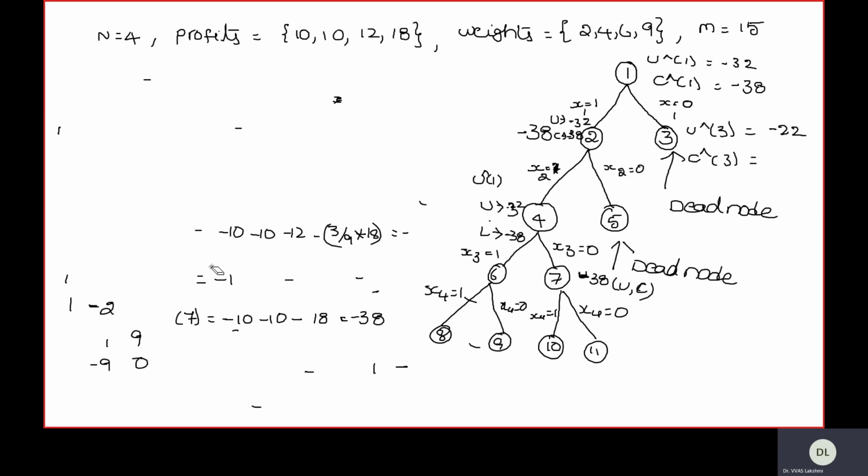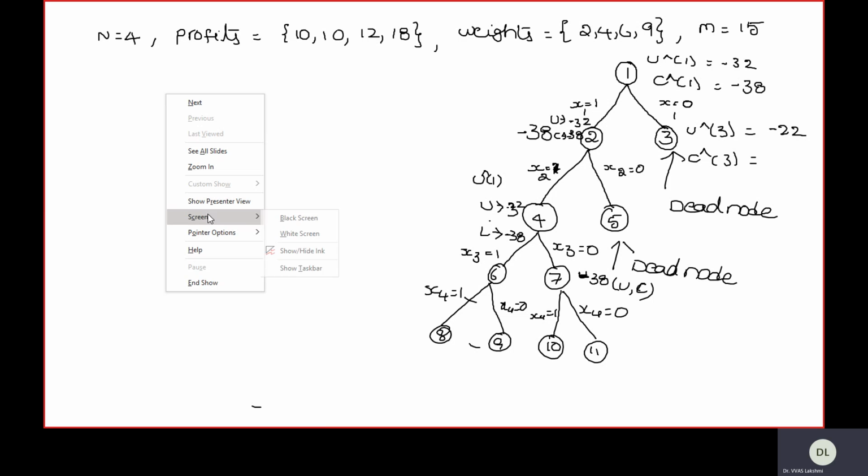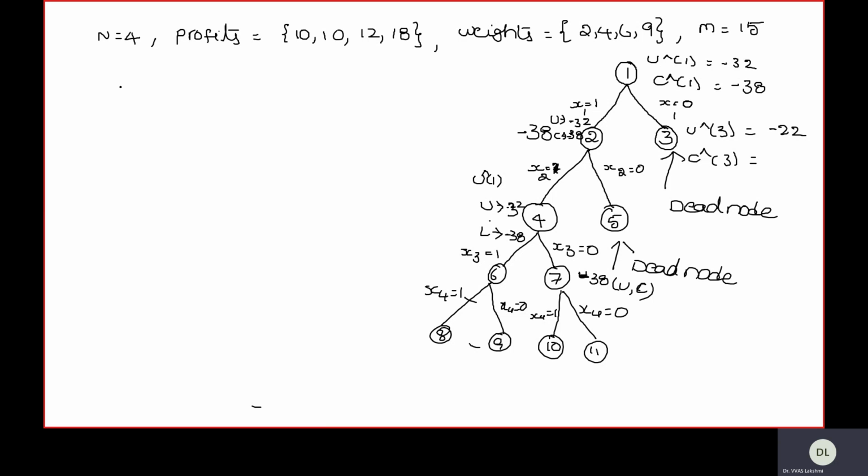Here we need to calculate the upper bounds of 8, 9, 10, 11. First we need to calculate the upper bound so that the value will tell whether it is possible to expand or not. This is the last path. So that's why this is the last step. So here first we will calculate the upper bound of 8.